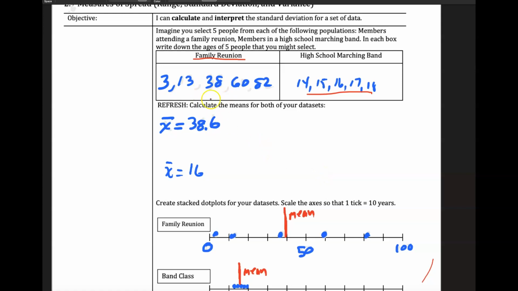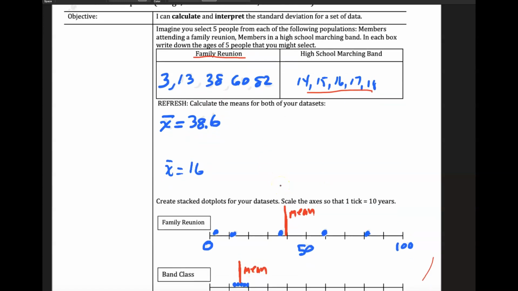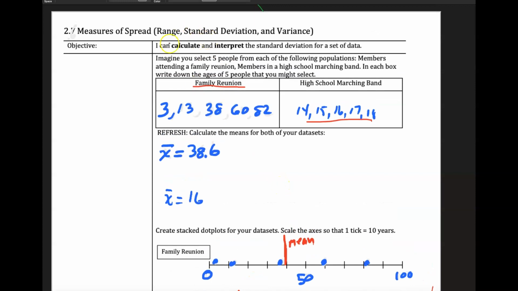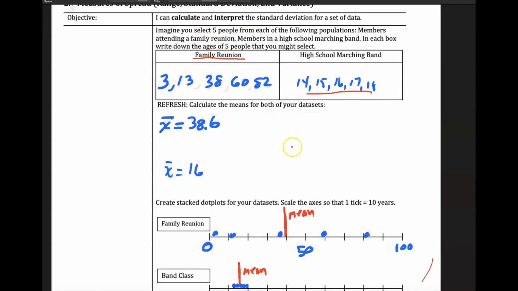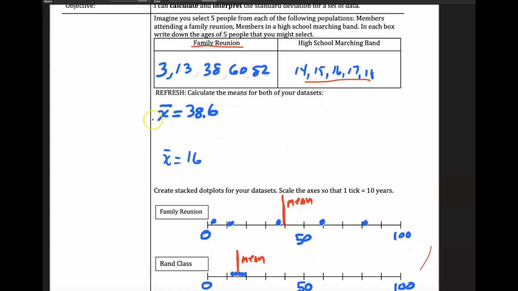So for example, in this one here, to measure these values, these measures of spread are called range, standard deviation, and variance. Just like we have measures of center, mean, median, and mode, we have standard deviation, range, and variance. And I've pre-calculated these values for you from these example data sets.